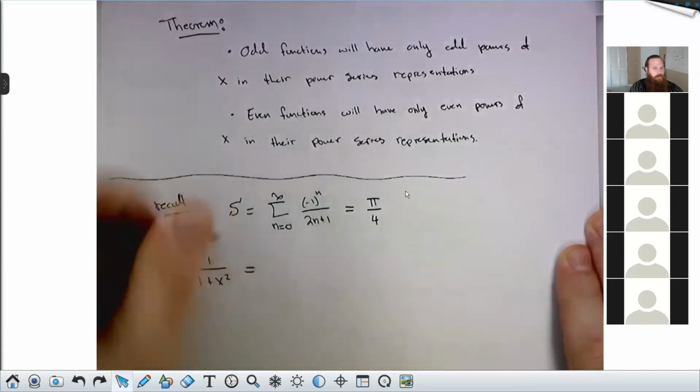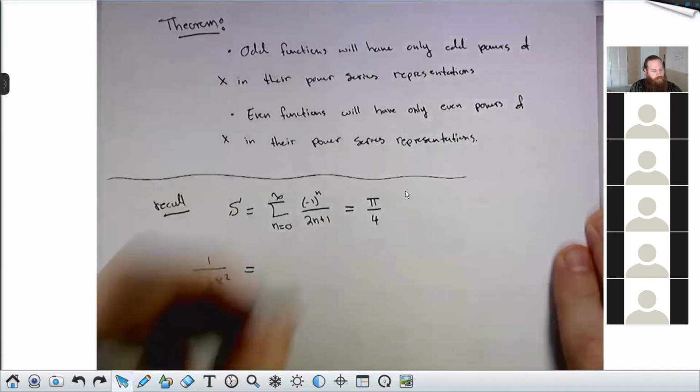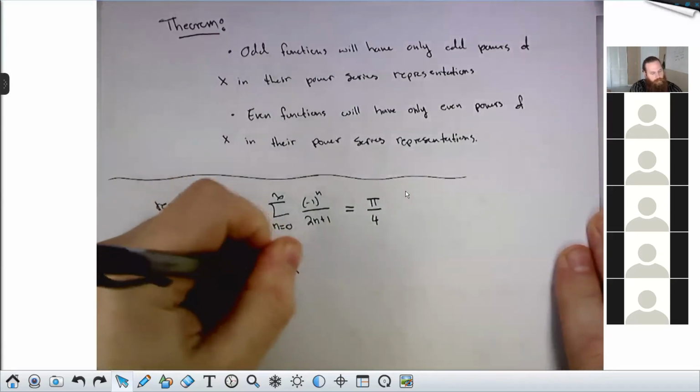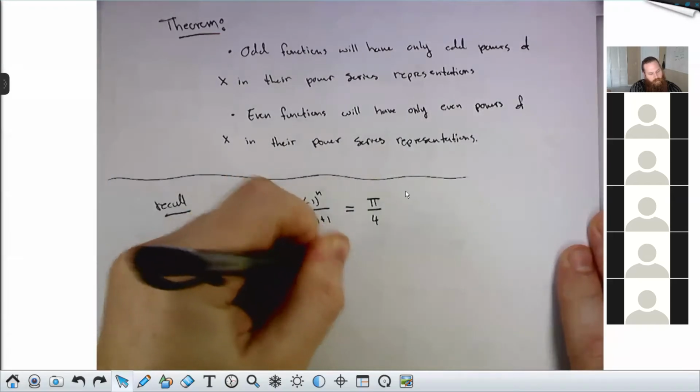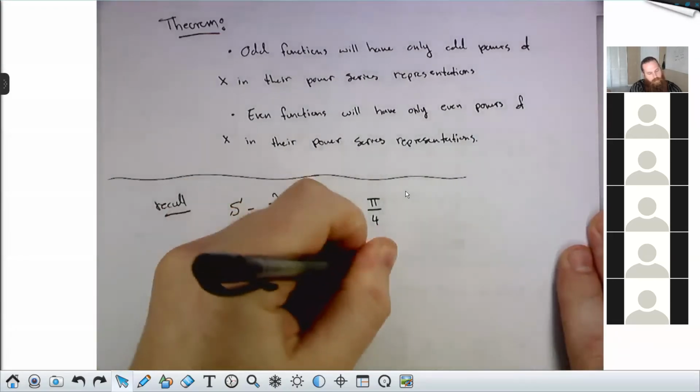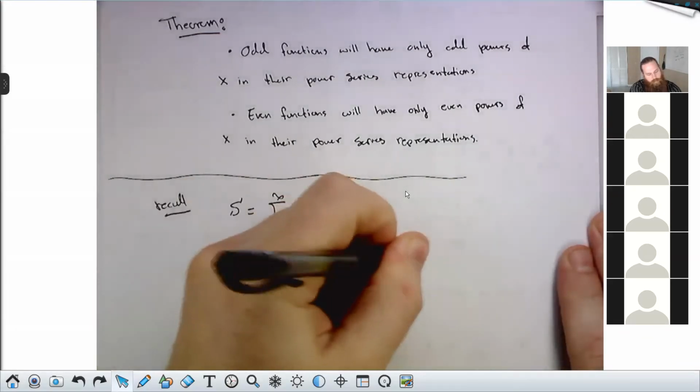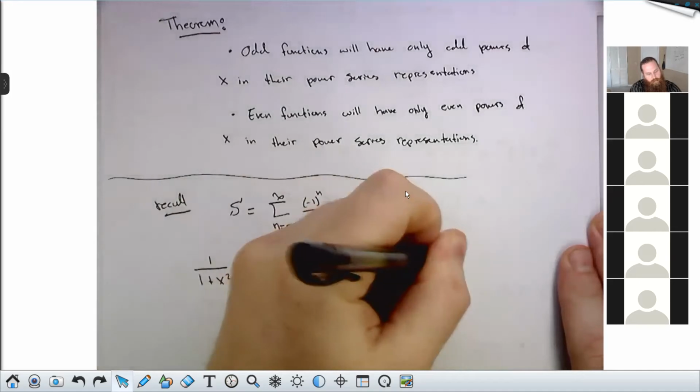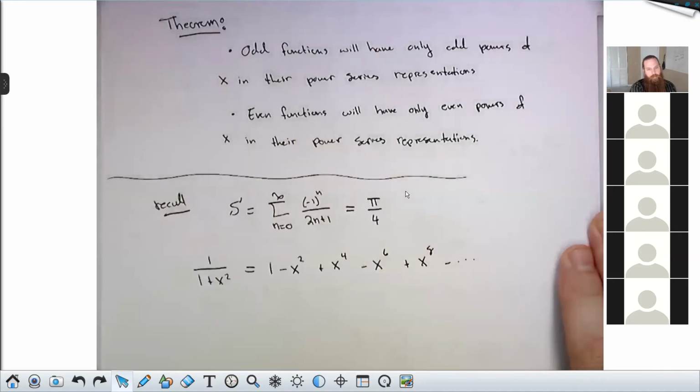We start with the series we just worked with, 1 over 1 plus x squared, which is 1 minus x squared plus x to the 4 minus x to the 6 plus x to the 8 minus, and so on. And you integrate on both sides.